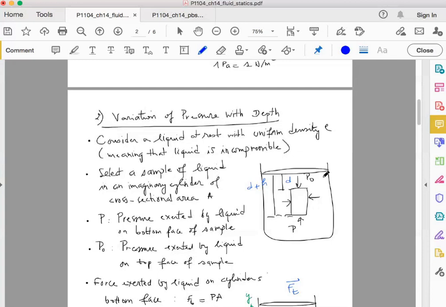Mathematically speaking, when we say a liquid or a fluid is incompressible, it means rho is equal to a constant. This means that if you take any portion of the fluid inside the container and measure the density at these points, you will end up with the same value. So let's consider this fluid in this container.